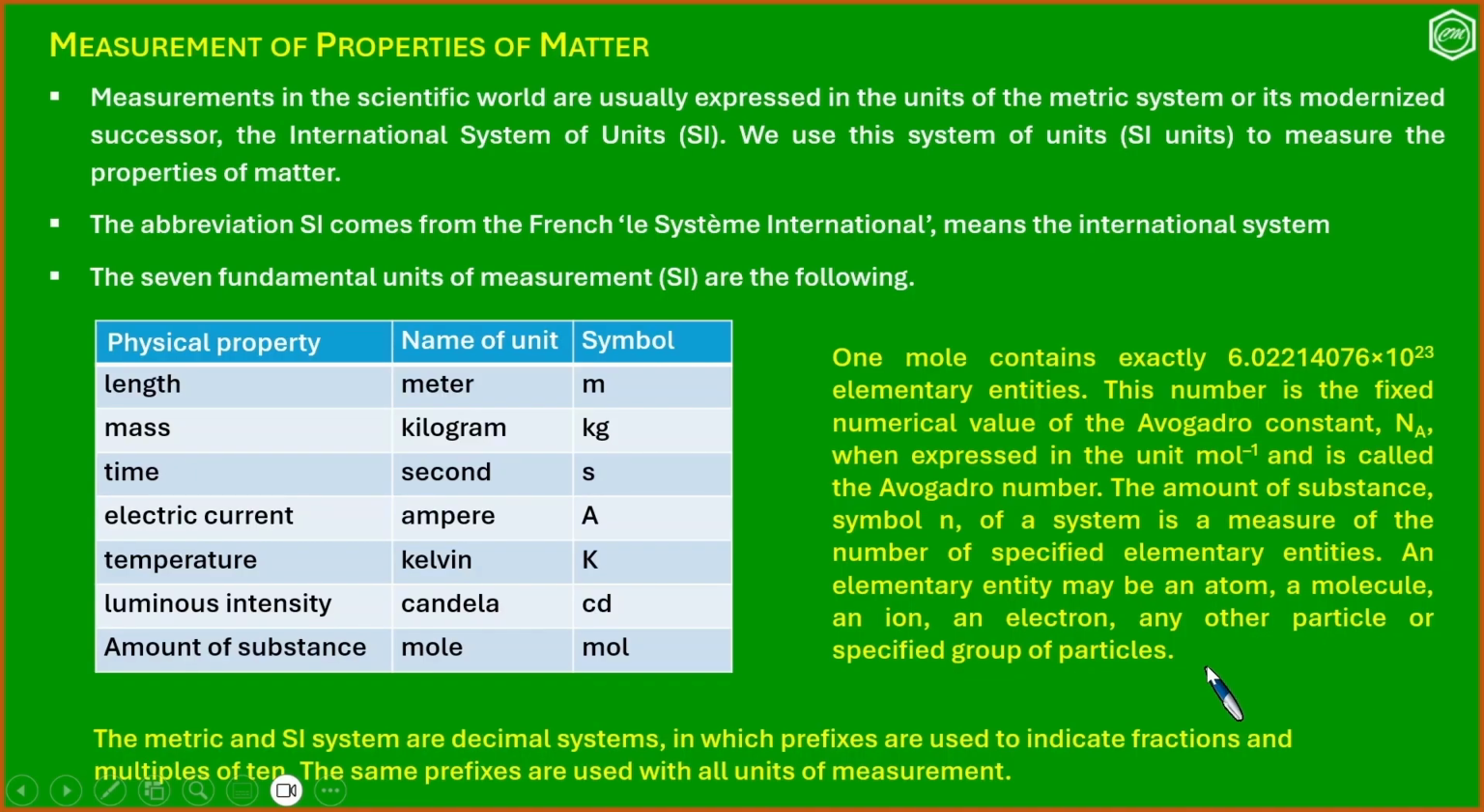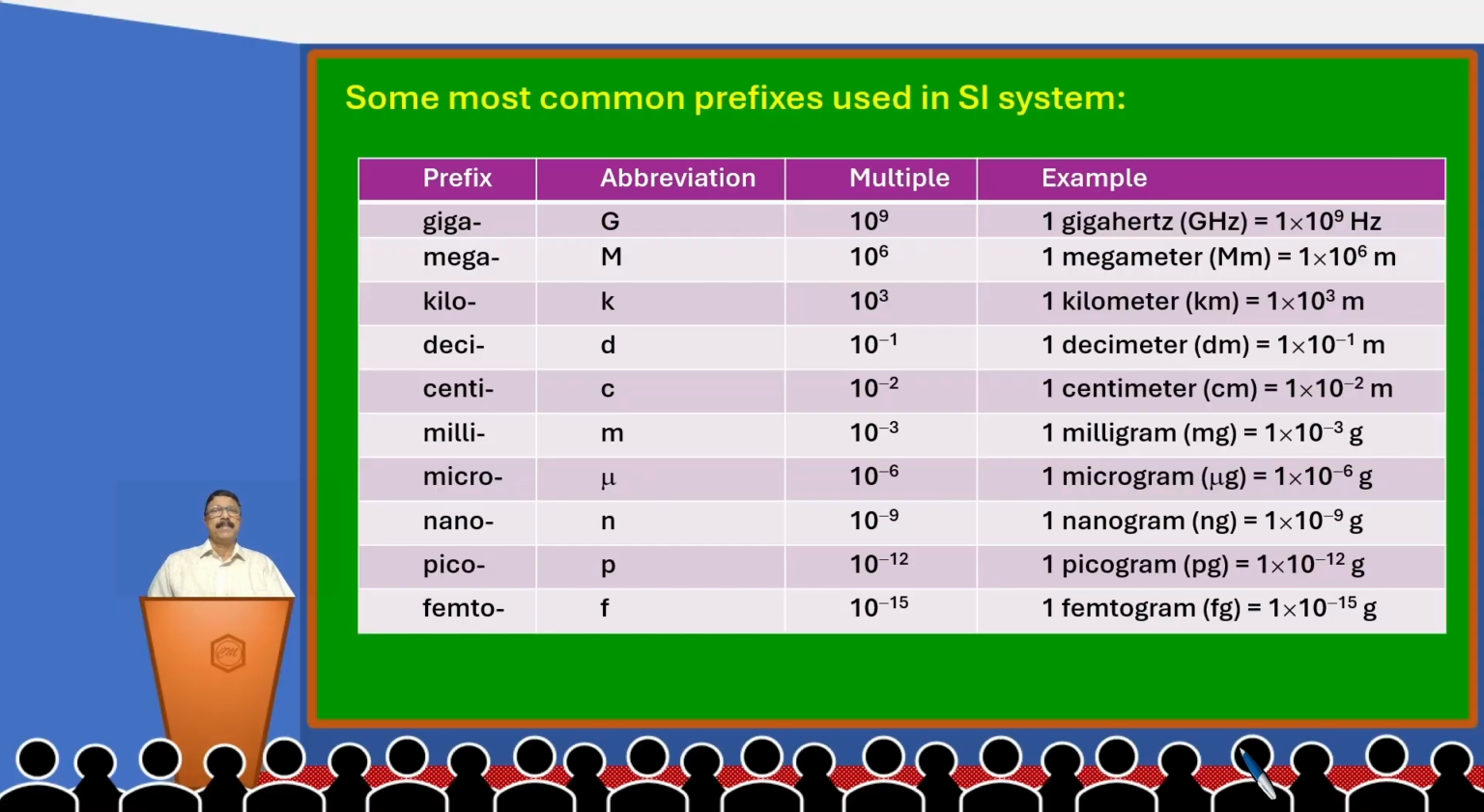of particles. The metric and SI systems are decimal systems in which prefixes are used to indicate fractions and multiples of 10. The same prefixes are used with all units of measurement. The table shows some of the most common prefixes used in the SI system.